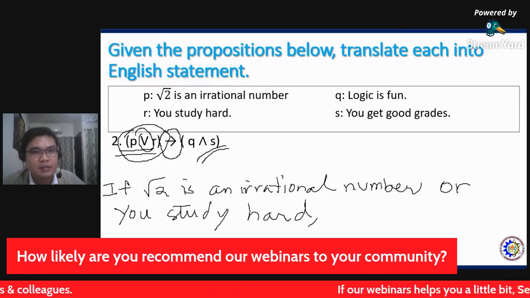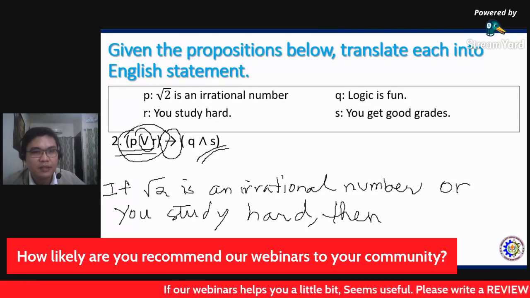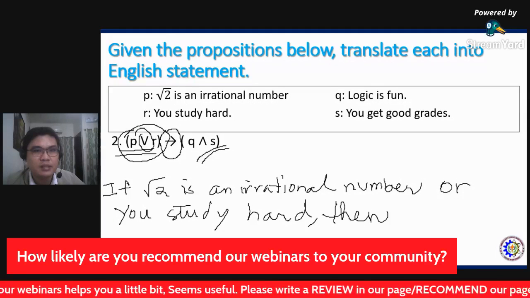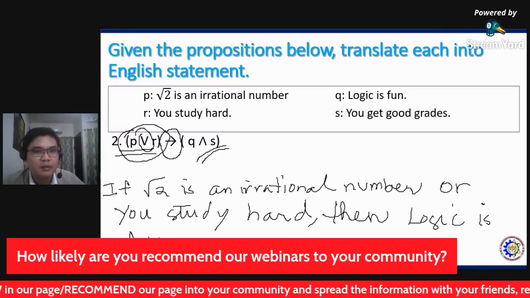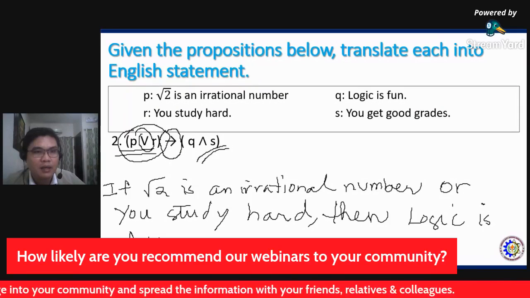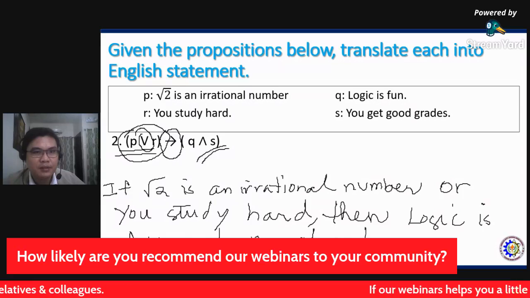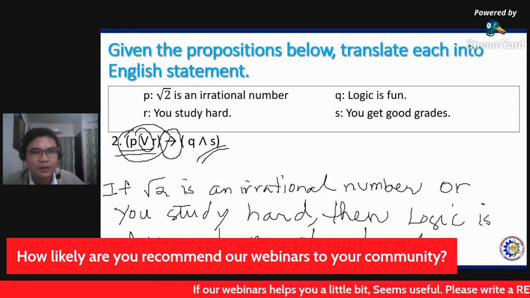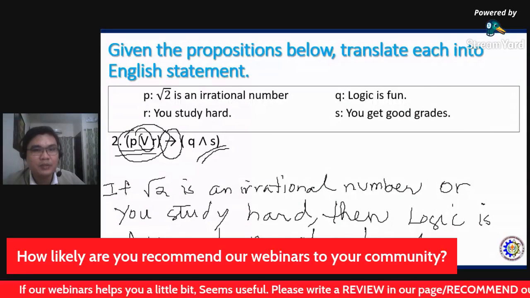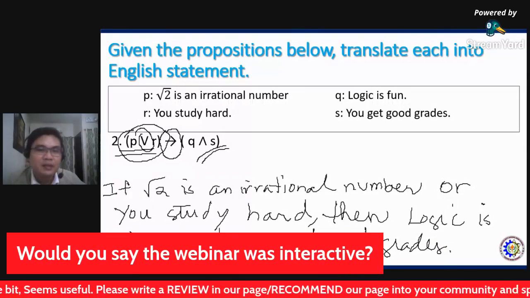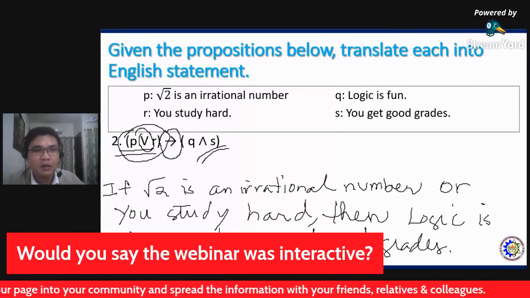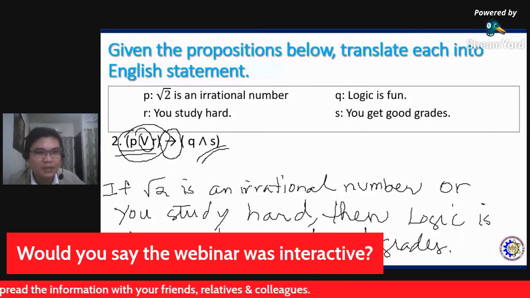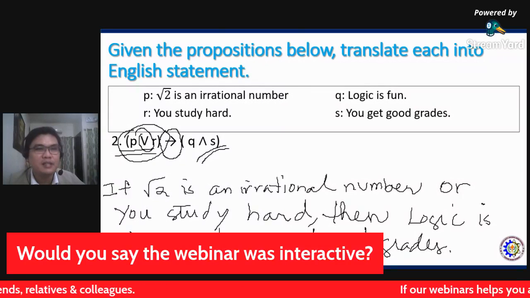Let's move now to the second part of it. Then. So if-then format. So then Q and S. Q is denoted by: logic is fun, and, conjunction and, and then S: you get good grades. Okay. So that's the second part. Then logic is fun and you get good grades. That doesn't really make sense, but this is the equivalent of this one in an English statement. So if square root of 2 is an irrational number or you study hard, then logic is fun and you get good grades. That's the equivalent English statement of this symbol.